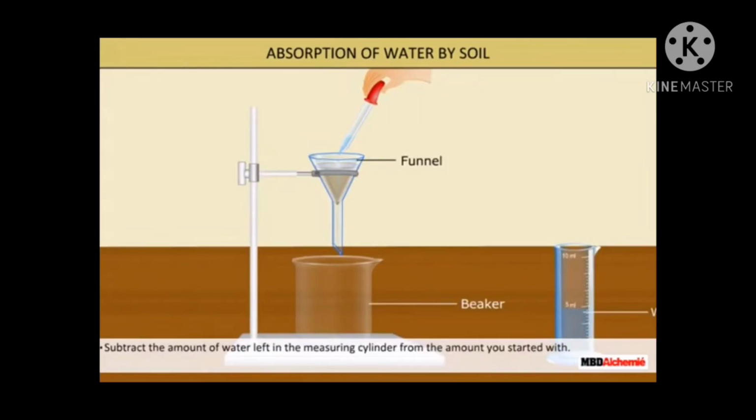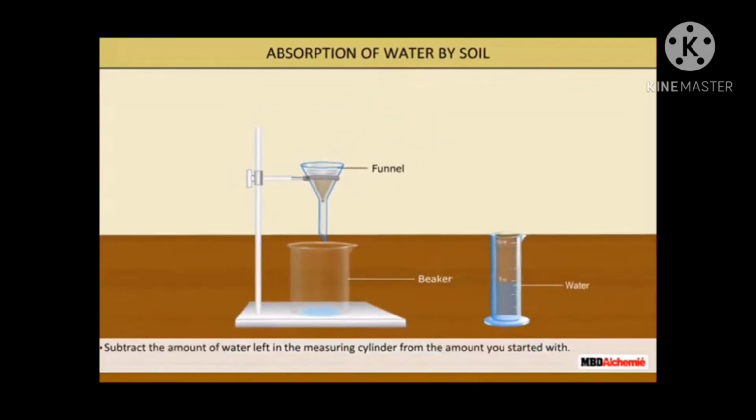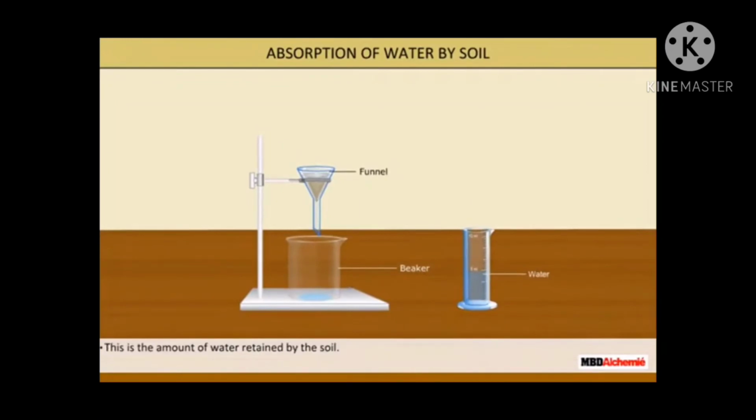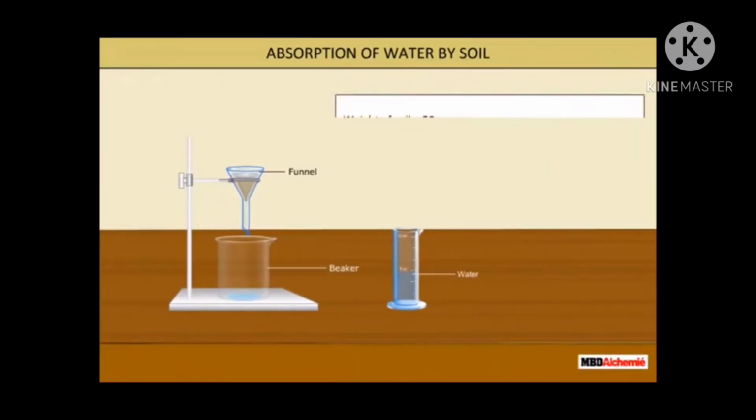Subtract the amount of water left in the measuring cylinder from the amount you started with. Now you can get the amount of absorption of water by soil, meaning the amount of water retained by the soil. Calculate the weight of the soil after it has absorbed the water.